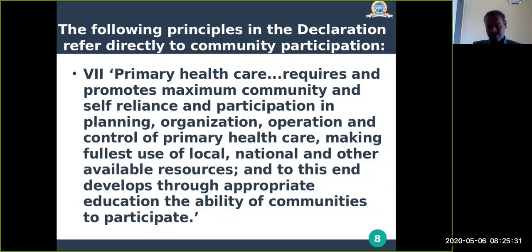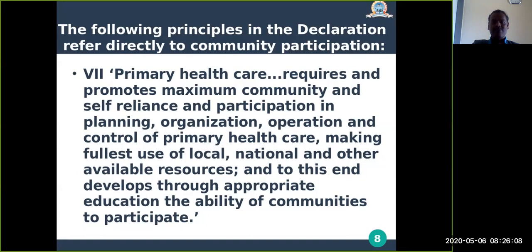Declaration number 8, primary healthcare, requires and promotes maximum community self-reliance and participation in planning, organization, operations, and control of primary healthcare, making fullest use of local, national, and other available resources, and to this end, develops through appropriate education the ability of the community to participate. It sounds like it is covering everything.